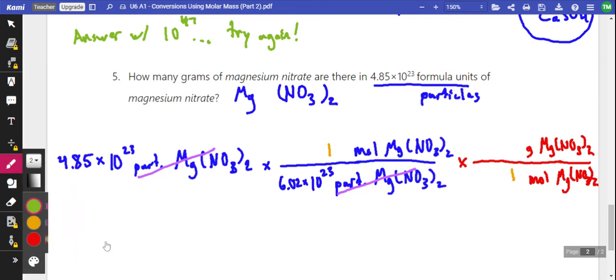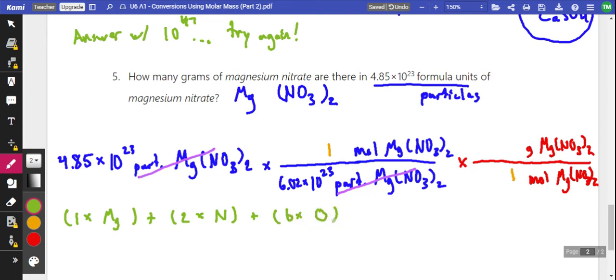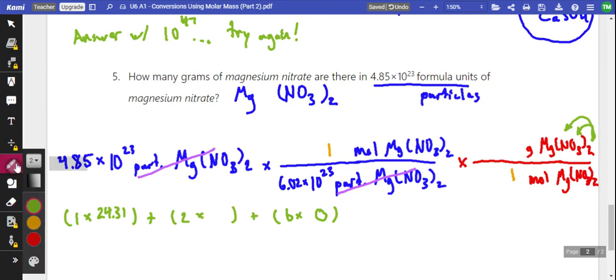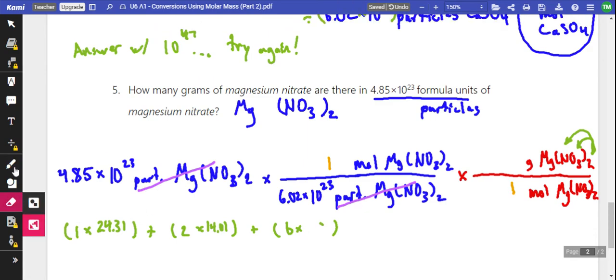So let's put that together. Let's do green. I need 1 times the molar mass of Mg plus 2 times the molar mass of nitrogen plus 6 times the molar mass of oxygen. And don't forget about this 2 here. That means there's 2 times as many N's as O's inside of that parentheses. Magnesium's molar mass is 24.31 on the periodic table. Nitrogen is 14.01. Oxygen is 16.00.